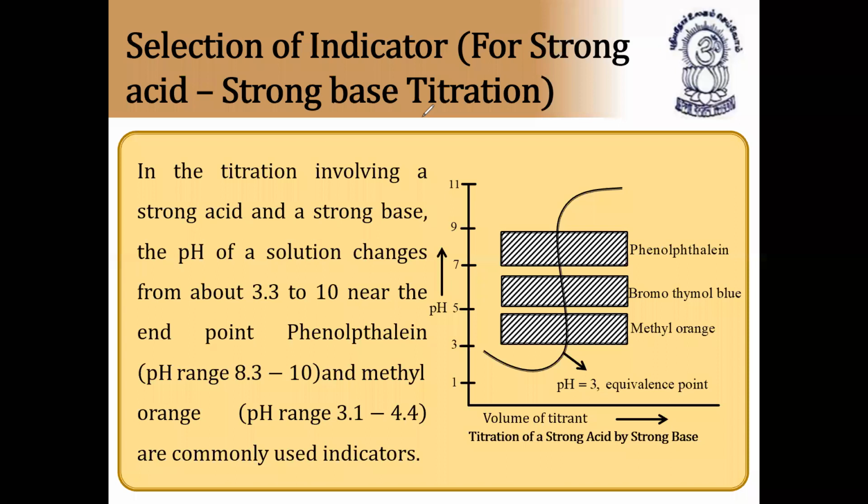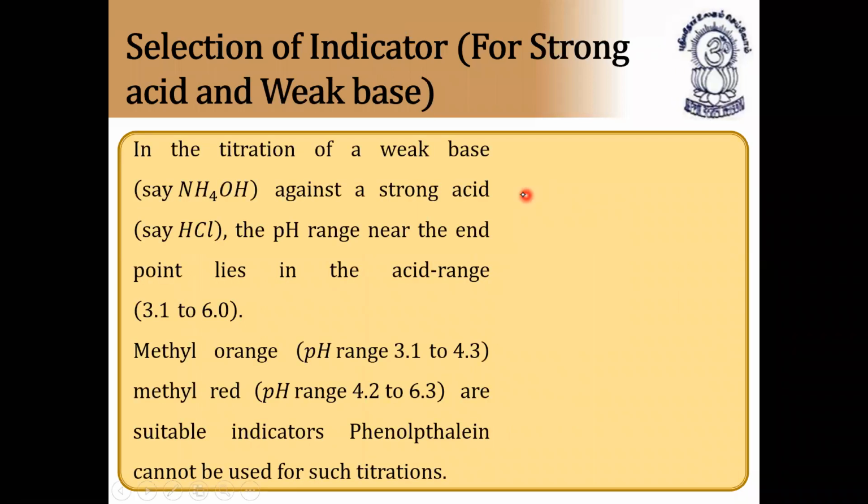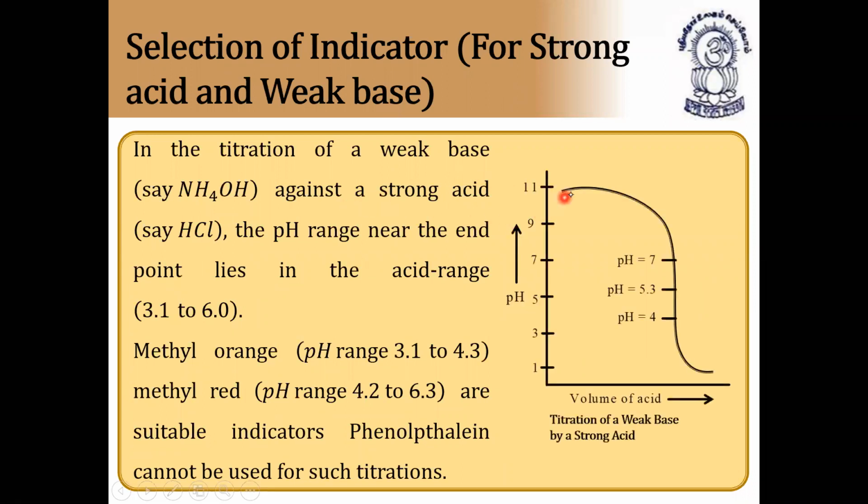Next continuation: the titration of a weak base against a strong acid. The titration curve will look like this. Against a strong acid, say HCl, the weak base is ammonium hydroxide. The end point lies in the acid range, 3.1 to 6. For methyl orange, the pH range is 3.1 to 4.3. For methyl red, the pH range is 4.2 to 6.3. These are the suitable indicators.